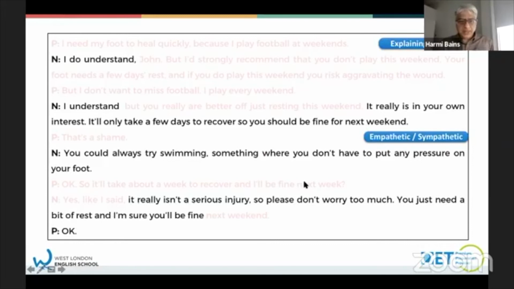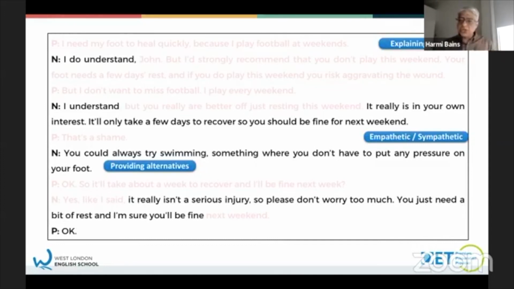We got something here. You could always try swimming. What you're doing is you're providing alternatives as well. The patient wanted to play football. And again, you didn't just say, well, look, no, you can't play football. You need to wait a week and then maybe you can play football. But it's a nice thing as well. You are giving alternatives. Try swimming, or look, perhaps there's something else you can do. Maybe you can just go for a long walk or something. But it's a nice thing to do.